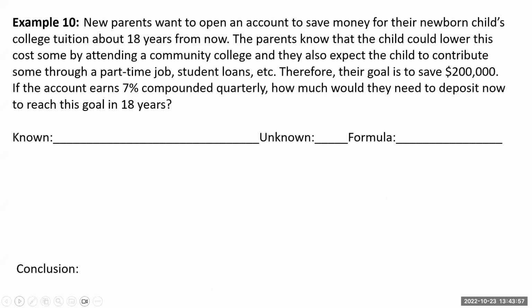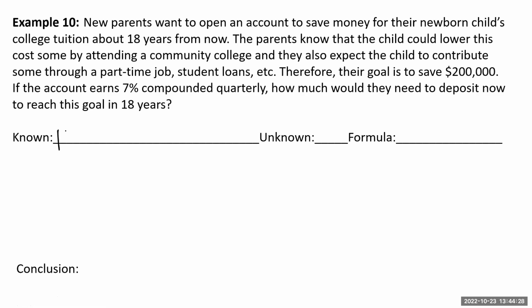All right, so new parents want to open an account to save money for their newborn child's college tuition about 18 years from now. The parents know that the child could lower this cost by attending a community college, and they also expect the child to contribute some through a part-time job, student loans, etc. Therefore, the goal is to save $200,000. So if the account earns 7% interest compounded quarterly, how much would they need to deposit now to reach the goal in 18 years? So what do we know?